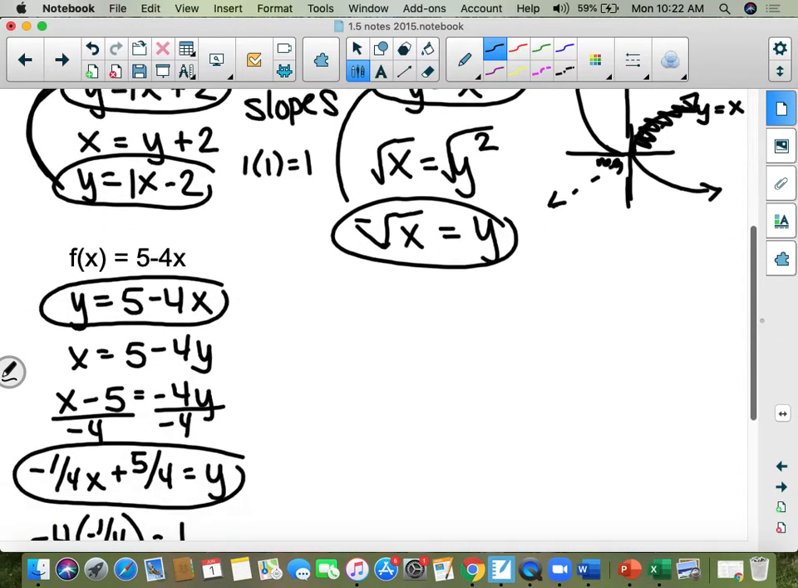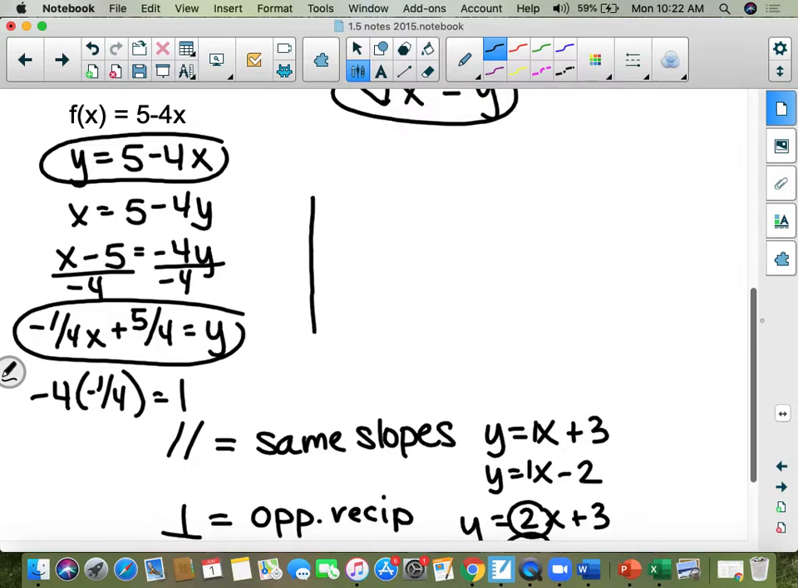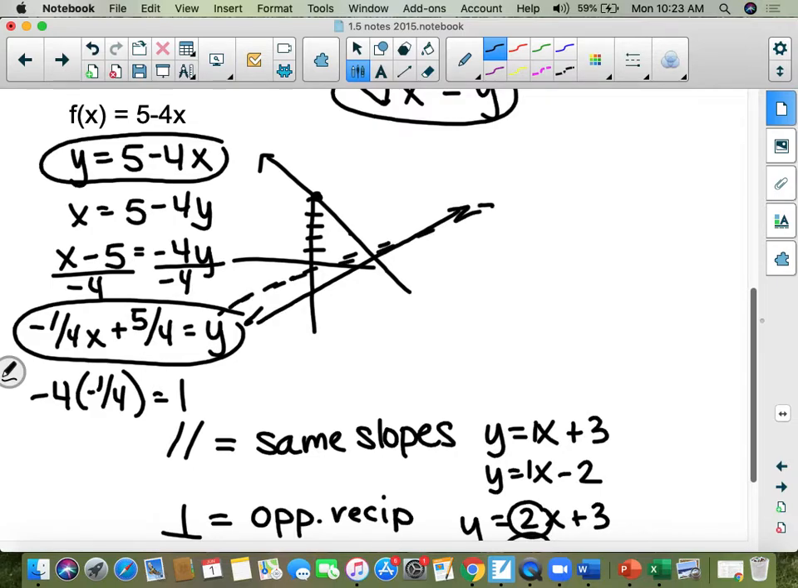I can do the same thing with this one. I can graph, put my first dot at 5, go down 4 and over 1, and I can put negative 1, put my first dot at 5/4 and go down 1 and over 4. And they connect right here. And if I put that line, it's supposed to be symmetrical on both of them.